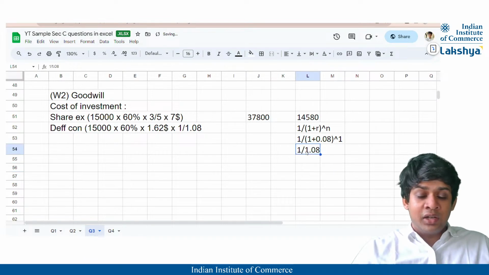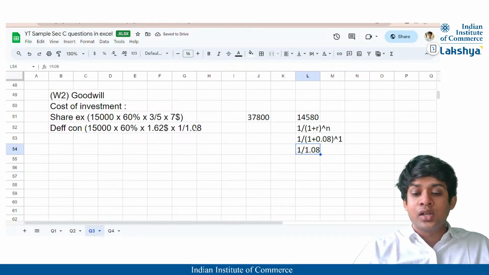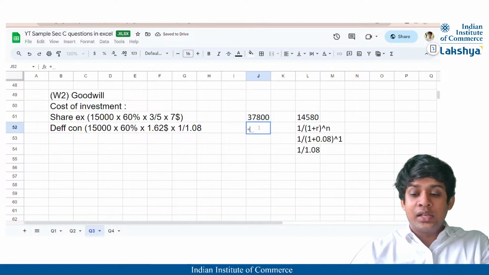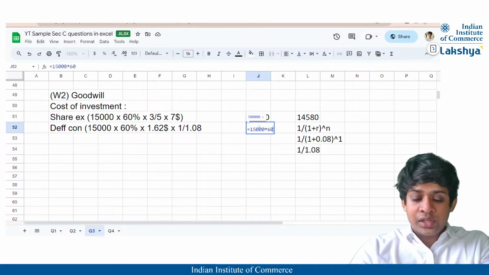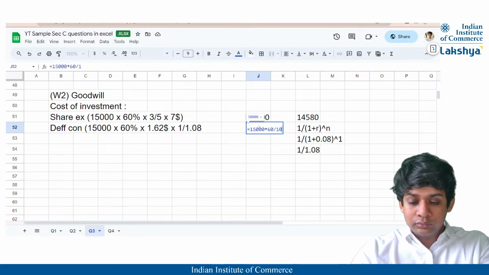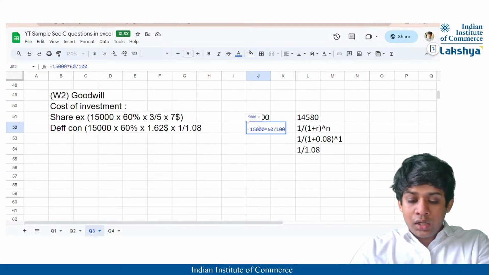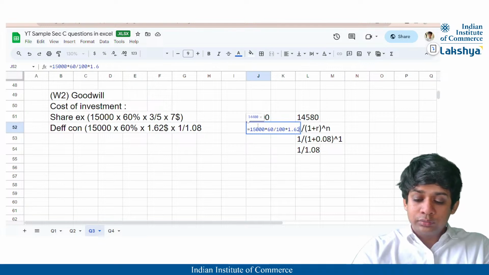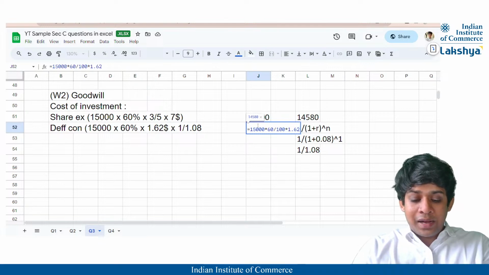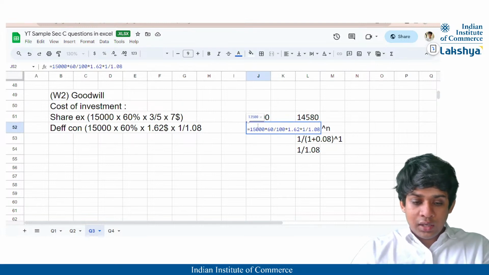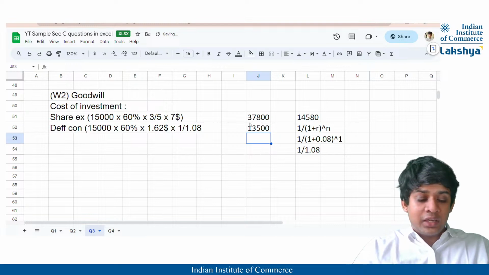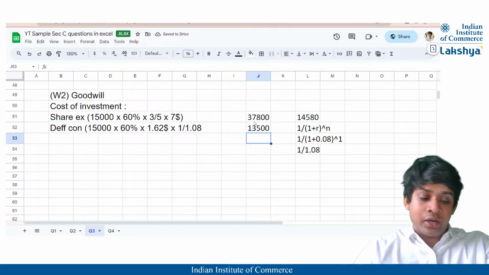So raised to 1 is nothing. Even if I don't state it, it doesn't make a difference. So that is what I've done here. Okay, and thus the calculation for deferred consideration will be 15,000 into 60%, into 1.62, divided by, into 1 divided by 1.08, right? So that will give me a value 13,500.